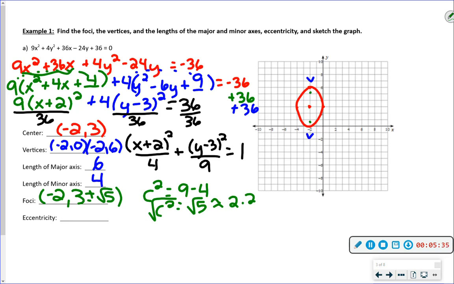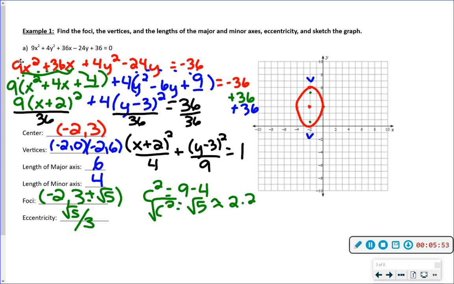All right, calculation for eccentricity. What's the formula? C divided by A. You got it. C is square root of 5. And what is A, 2 or 3? 3, the bigger number. I just couldn't cram it all in there, so I made my own little slashy fraction bar for that. All right. Any questions on that, guys?